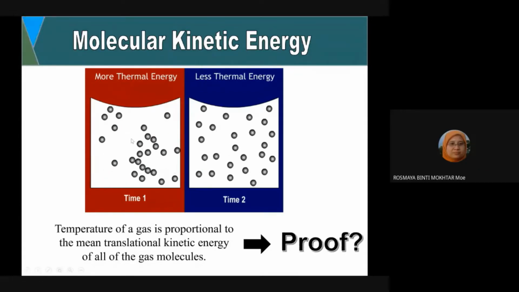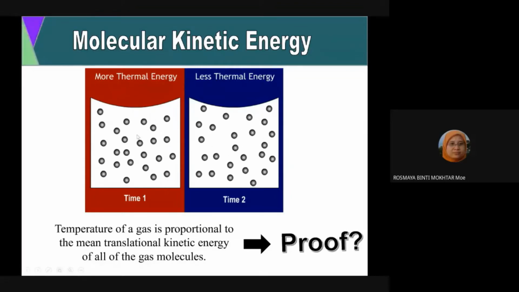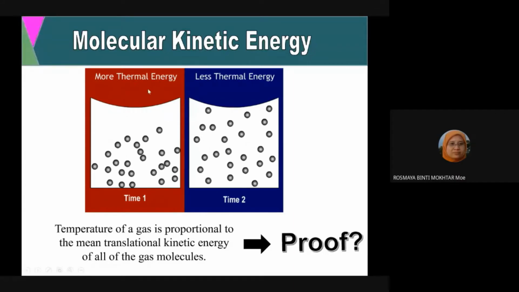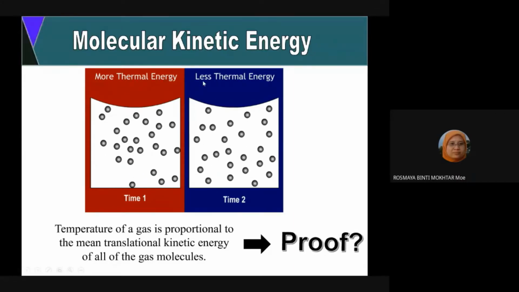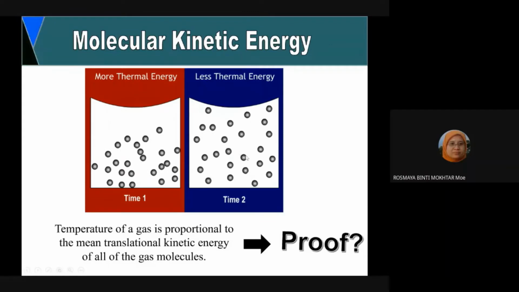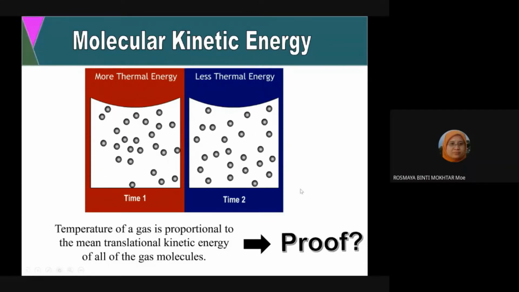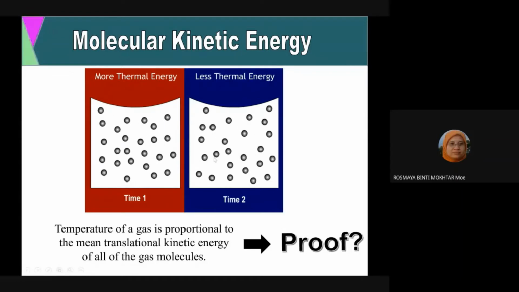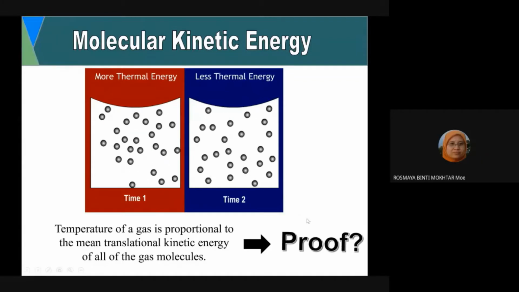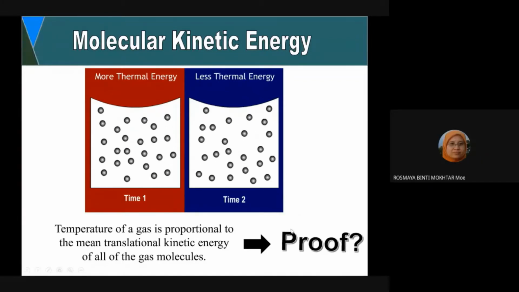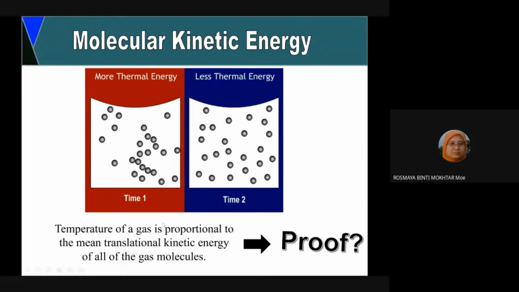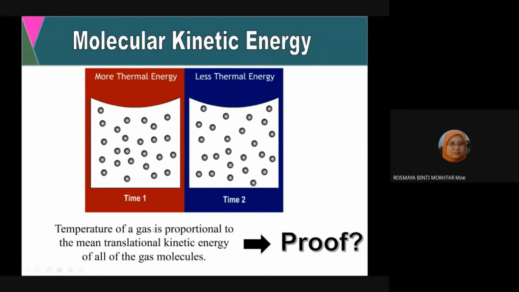The first diagram shows the speed of the molecules with the higher kinetic energy, which means more thermal energy. The second one has less thermal energy, so the speed is less. From the kinetic energy, generally the equation is half mv squared. So you can see the difference between the two animations. For Form 6 level, we are going to prove how the kinetic energy is directly proportional to the temperature.